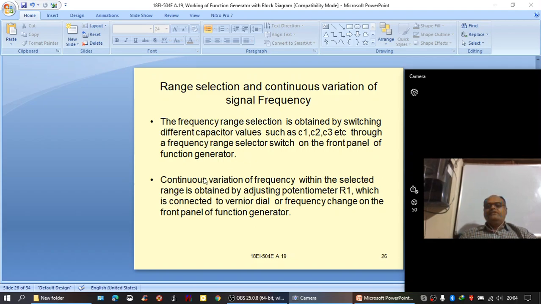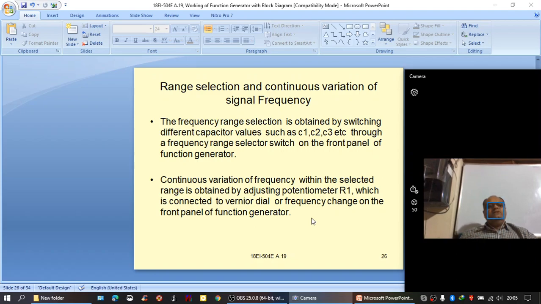We have seen this on the front panel of the commercially available function generator. Similarly, continuous variation of frequency within the selected range is obtained by adjusting potentiometer R1, which is connected to the vernier dial or frequency change on the front panel of the function generator. So for continuous adjustment of frequency, this potentiometer is connected to the front dial. That is how we can get the continuous variation of frequency in the selected range.